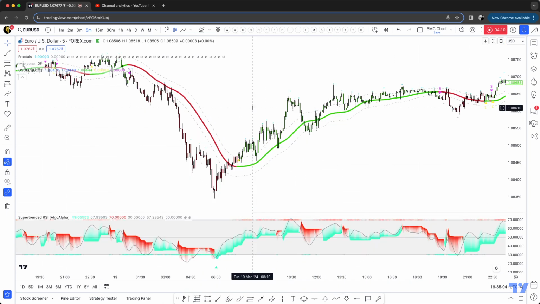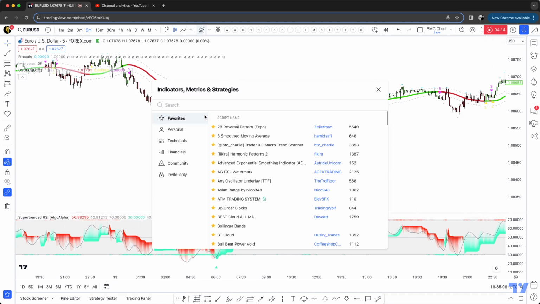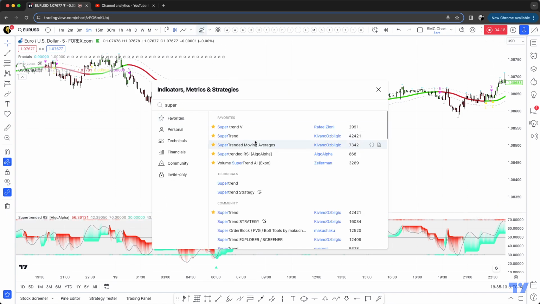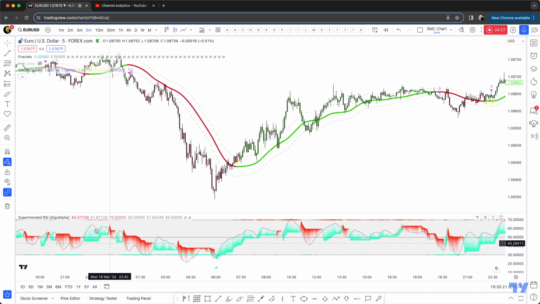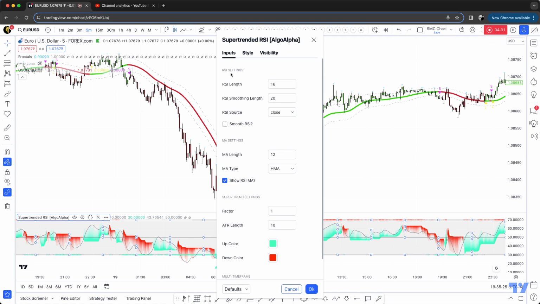The next one is going to be the Supertrended RSI. This indicator, just like that, Supertrended RSI by Algo Alpha. This is the actual creator. Once you add it, again, you're going to have to tweak it a little bit. These are the settings. Again, you'll probably need to pause or take a screenshot right here so you can have the same settings that I have.